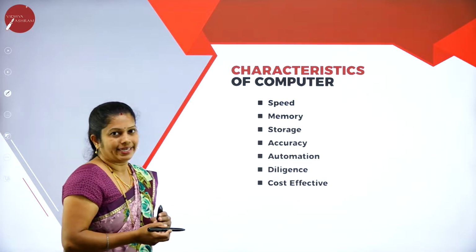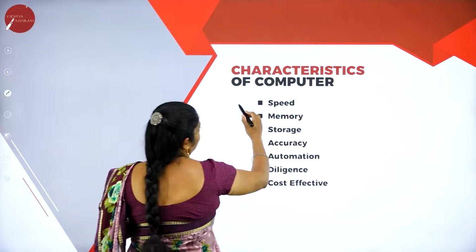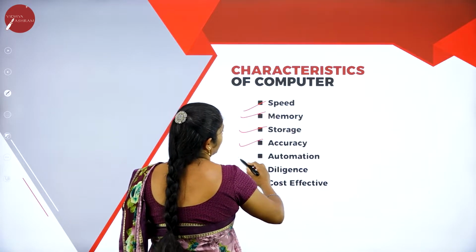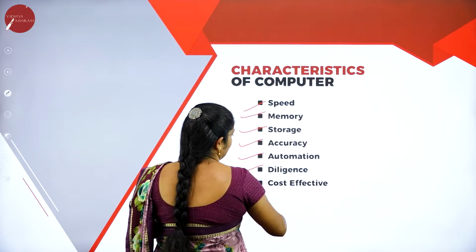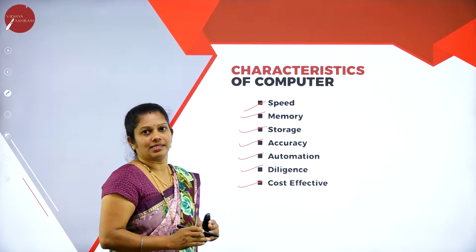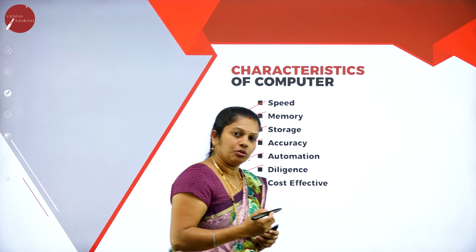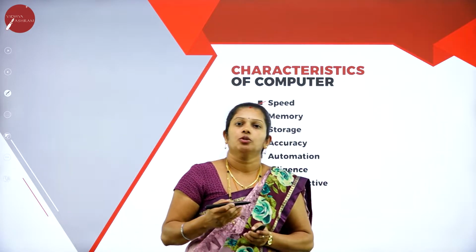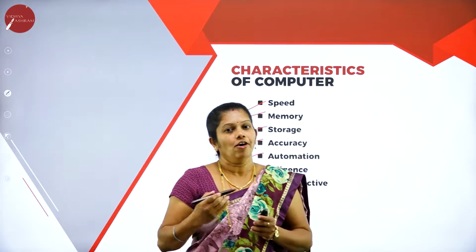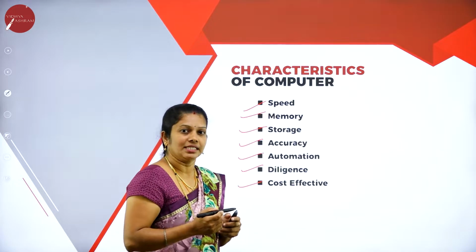Now, when we come to the characteristics of computer, there are several characteristics. The first ones are speed, memory, storage, accuracy, automation, diligence, as well as cost effective. These are the major characteristics of computer. Already you have come to know what we mean by computer. It is an electronic device. It takes the data from the user and processes it. After processing, it will generate the result.